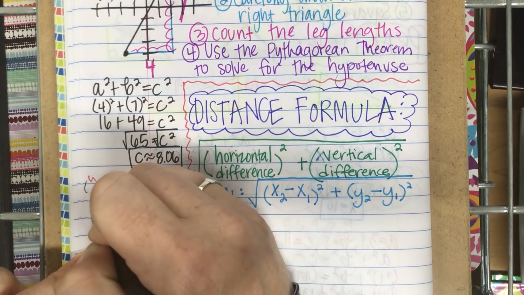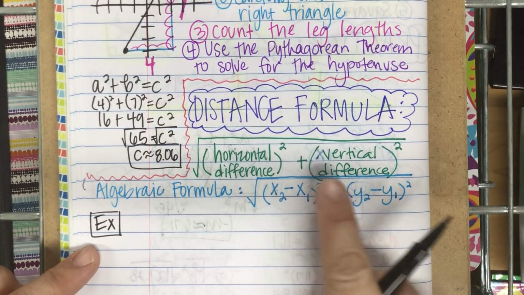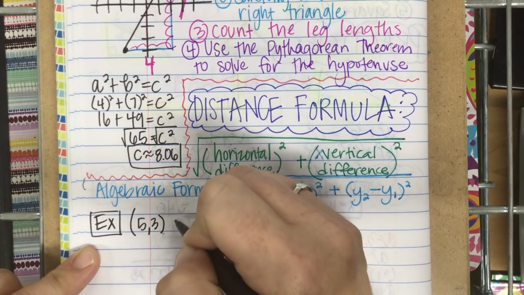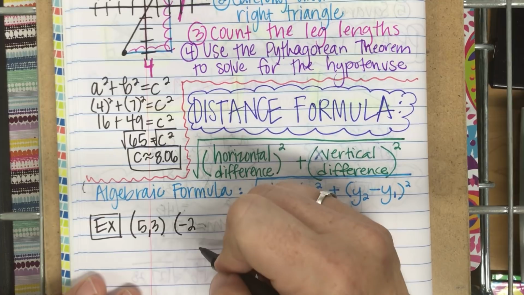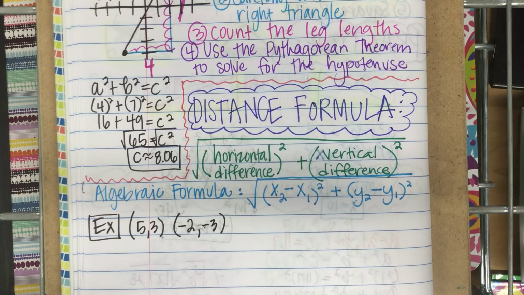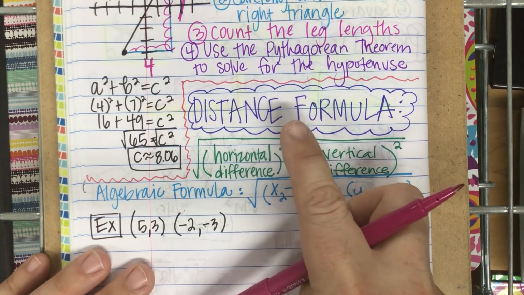So let's practice. Let's practice using this formula. Let's talk horizontal and vertical. Let's talk x, y. If you're given two ordered pairs, 5, 3, and -2, -3. I don't have to plot them. I mean, you can draw a graph, you can plot them, you can find your vertical change, your horizontal change, make that right triangle, use the Pythagorean theorem. That's fine. Or you can use this formula. You can find the horizontal difference and square it, the vertical difference and square it, add them together, and then take the square root of it.